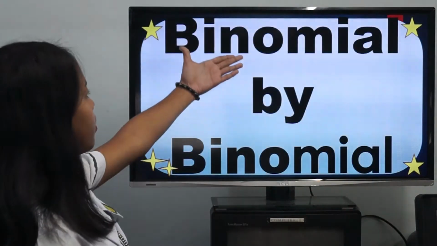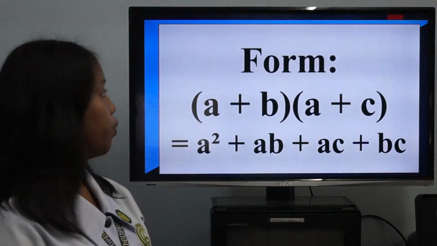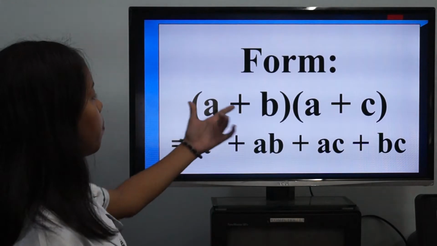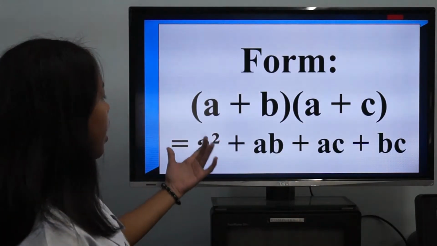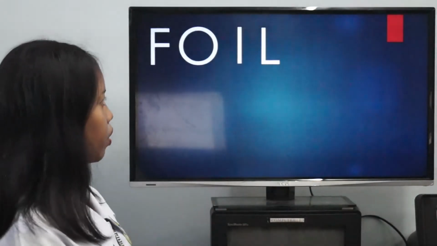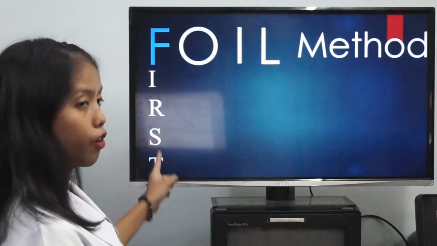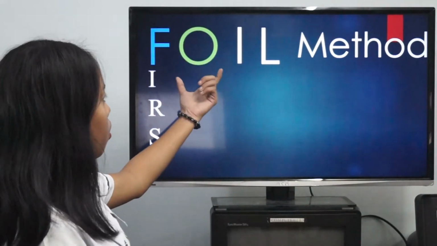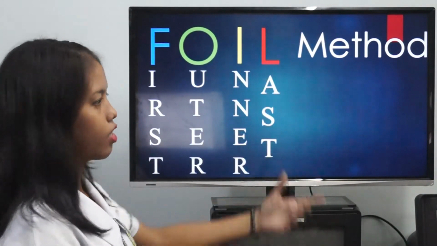So now, let's get to binomial by binomial. For this one, we use the form the quantity a plus b times the quantity a plus c. This is equal to a squared plus ac plus ab plus bc. We use the FOIL method, where F stands for the first term, O for the outer, I for the inner, and L for the last.